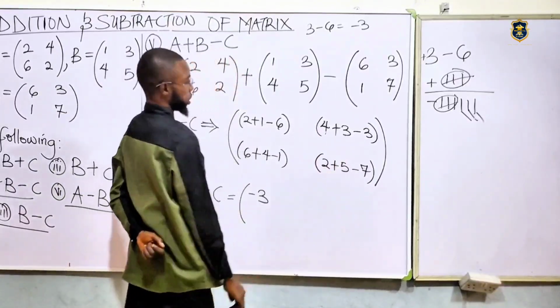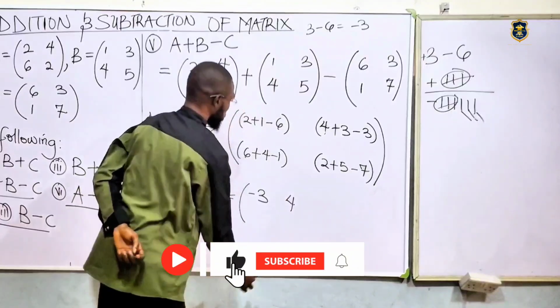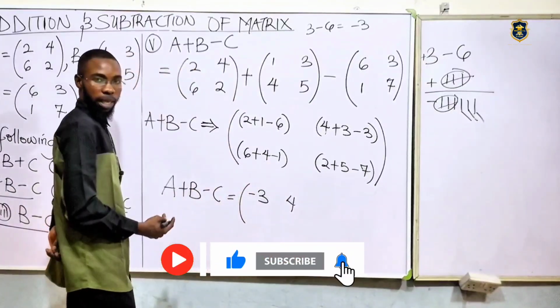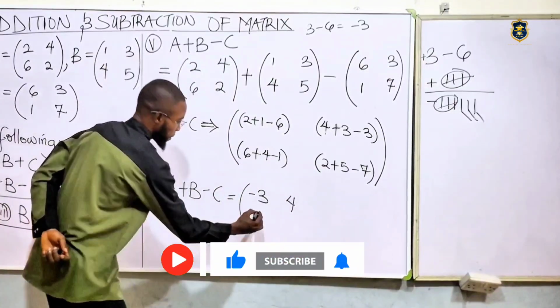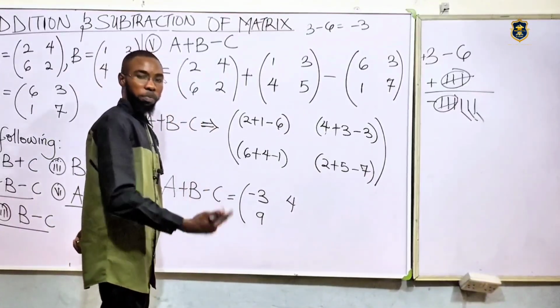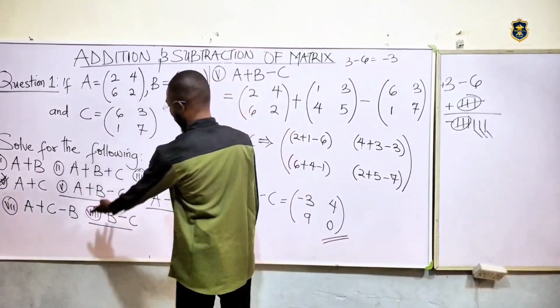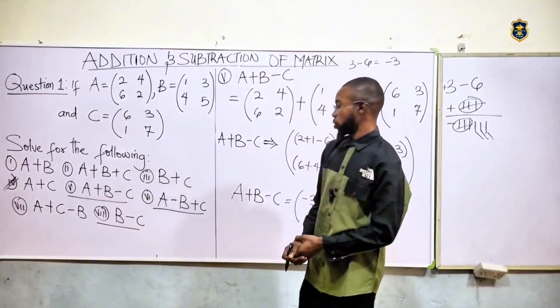Also 4 plus 3 is what? 7. Then 7 minus 3 is what? Is 4. Right? 6 plus 4 is 10. 10 minus 1 is what? Is 9. Then 2 plus 5 is 7. 7 minus 7 is what? Is 0. That's the answer to number 5 question, A plus B minus C.